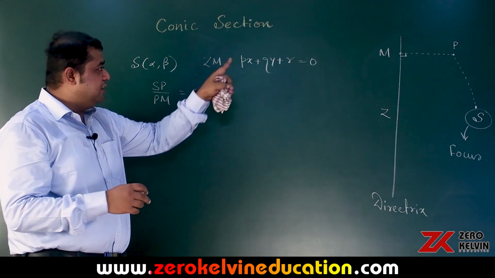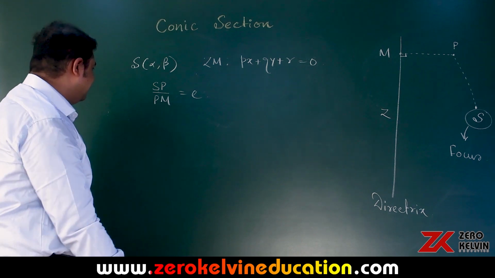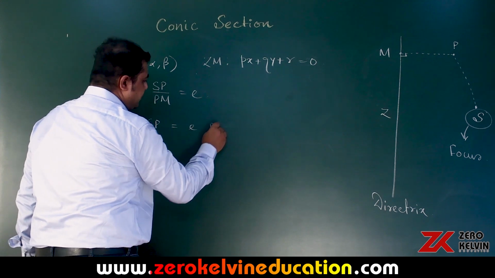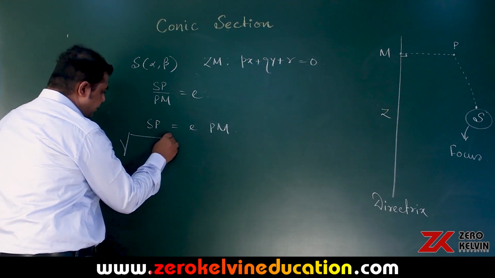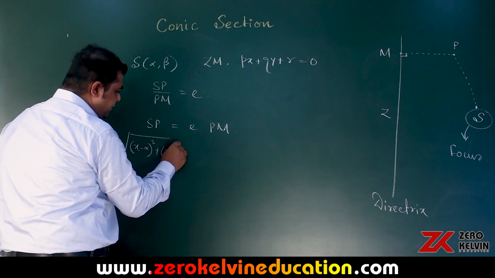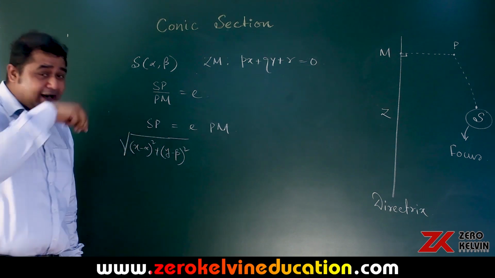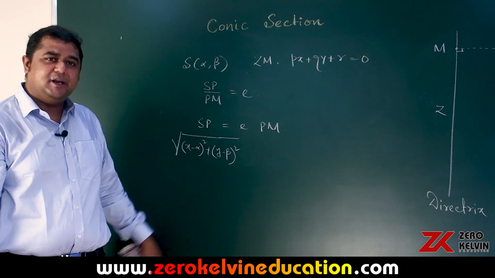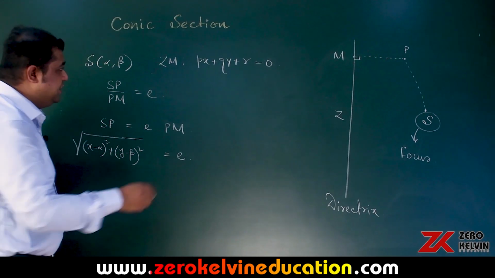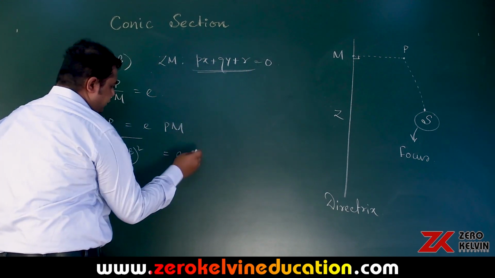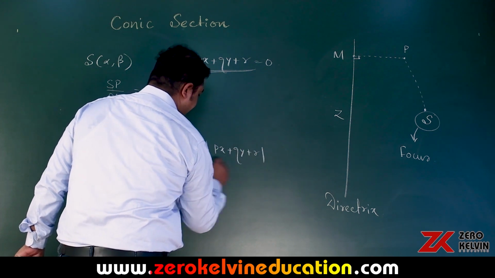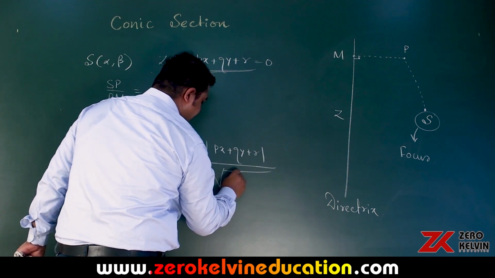If you can all recall the distance between 2 points, that is generating SP. So, we can write SP, which is E times PM, as the square root of x minus alpha whole square plus y minus beta whole square. Here I am addressing the point P as x comma y. On the other side, the eccentricity times the distance of the point P from this considered line is going to be the modulus of Px plus Qy plus r divided by root over P square plus Q square.